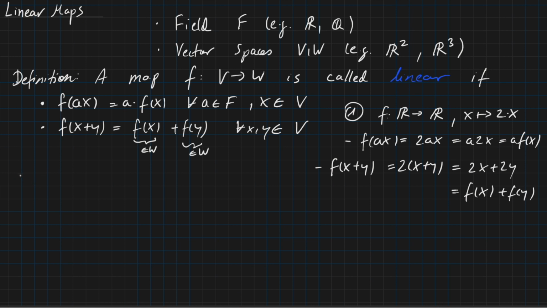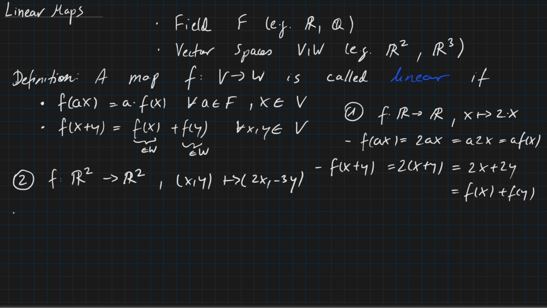Another example could be f from the real numbers to the power of 2 to the real numbers to the power of 2, where now we have a vector of two components, x and y, and this is being sent to 2x and minus 3y. So in the same manner you can prove or observe that the definition, so both conditions hold for this map. So f in this case is also a linear map.